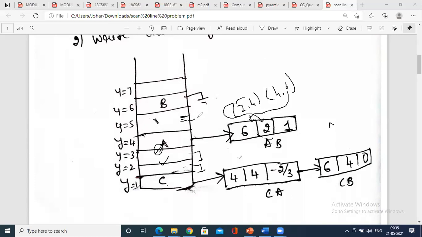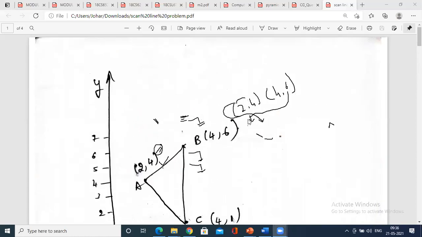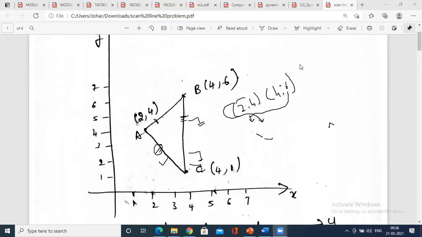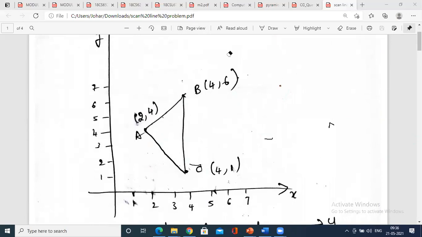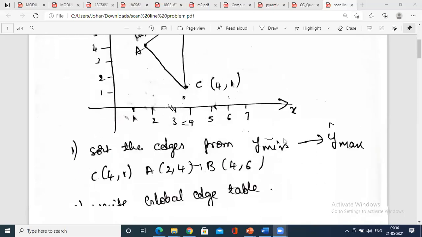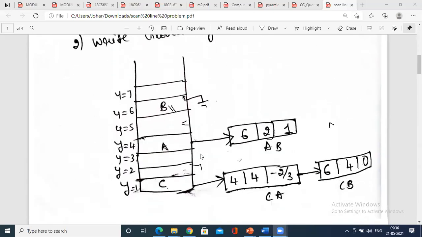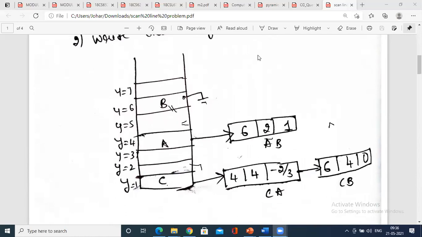Similarly, y equals 5, nothing is there, it is null. Again, you go across to y equals 6. When you come to y equals 6, here we have 4, but these edges have already been covered. So I would treat this as null. Now this is the completion of the global edge table.